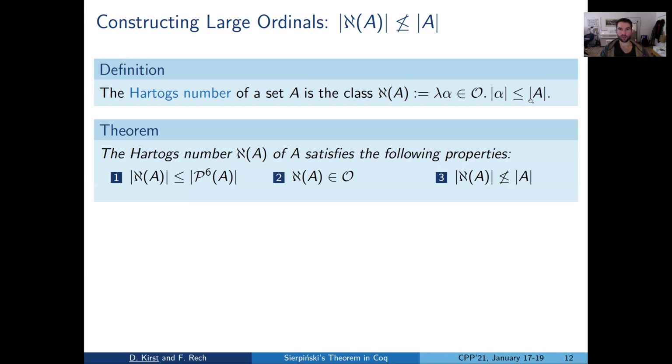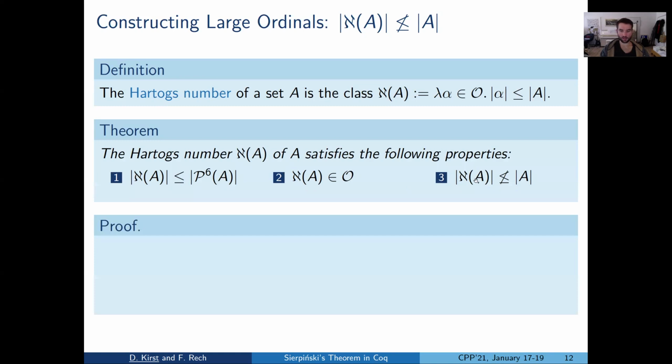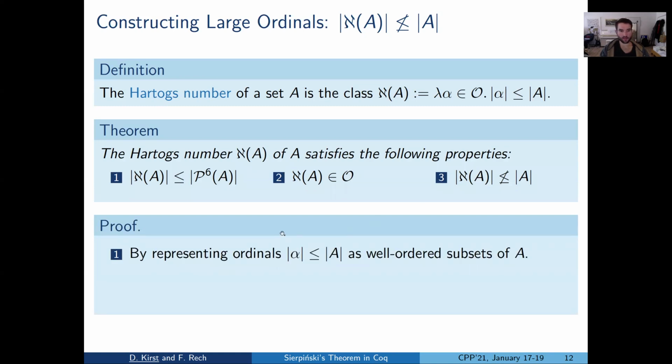And now we have to verify the intended properties, and we do it in this order. So first we want a bound on the size of the Hartogs number. We want that it is an ordinal, so in particular it's well ordered, and we want that it's large. And the first part is by some standard construction showing that the ordinals that are injectable into A can be actually represented within A as well-ordered subsets of A, and this will induce this particular bound.